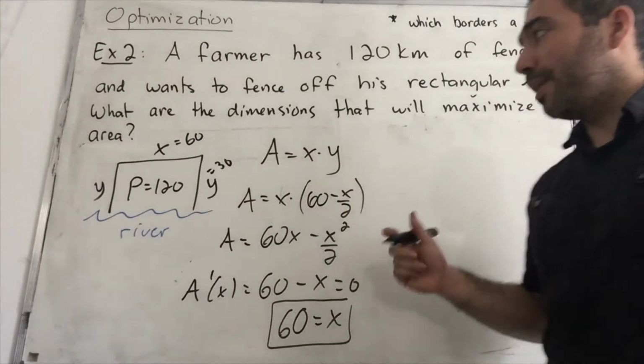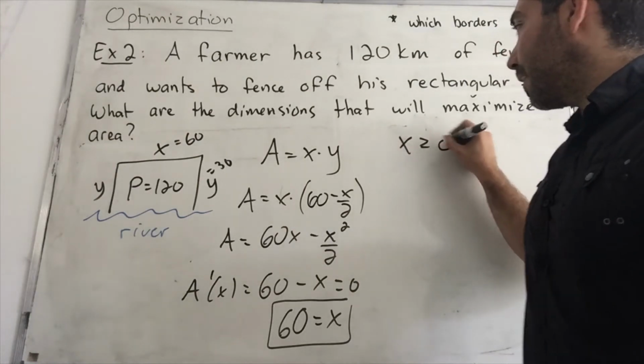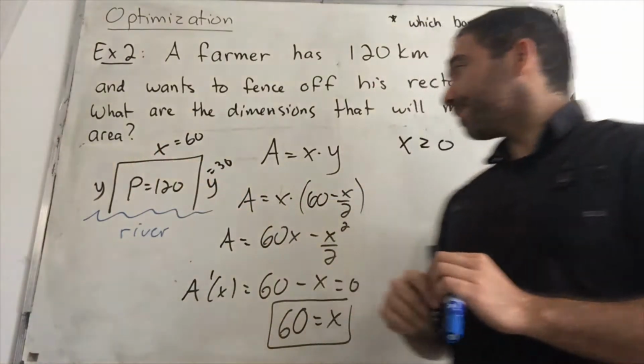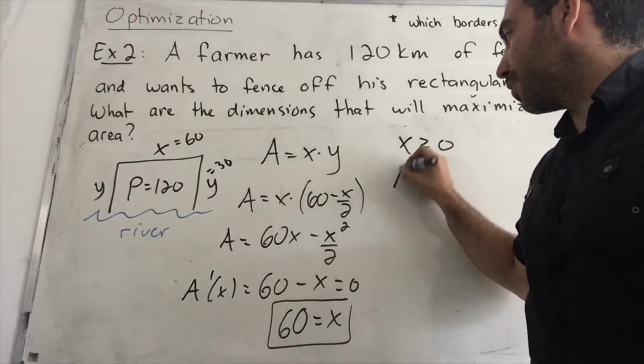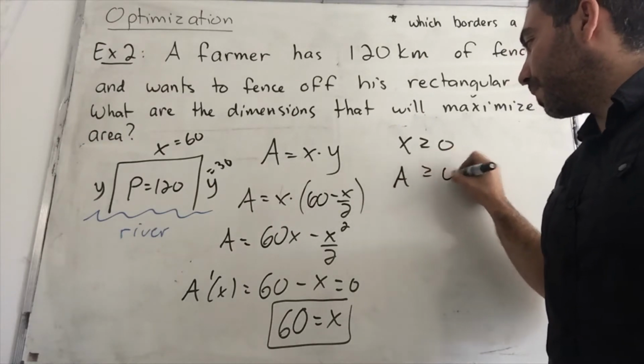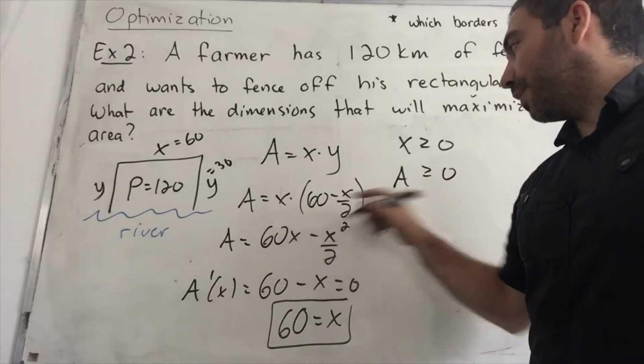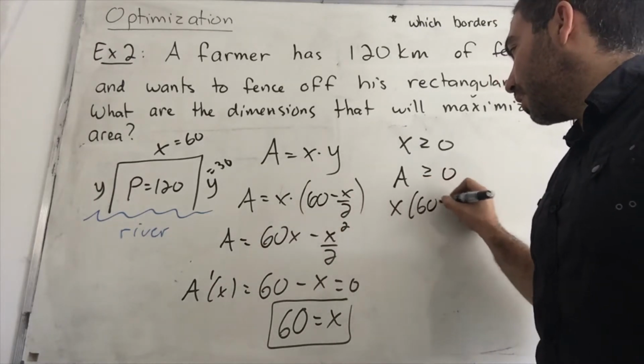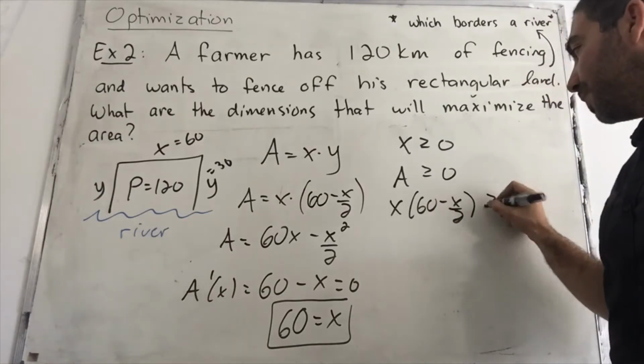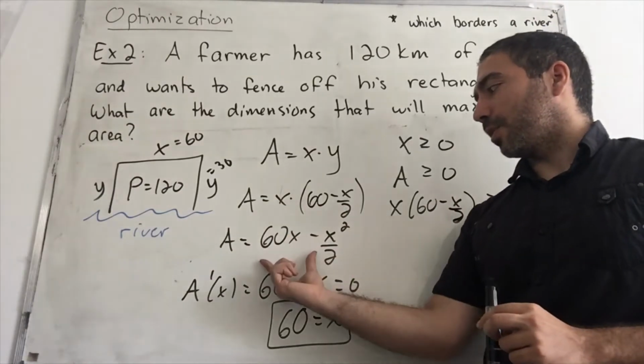Let's go ahead and get the domain. We know that the value of x has to be positive again. We can't have a negative distance. And we know that the area has to be positive. We know that the area is equal to 60x, or I could write it this way: x times (60 minus x) over 2 has to be greater or equal to 0. I'm just taking this form, not this one here.